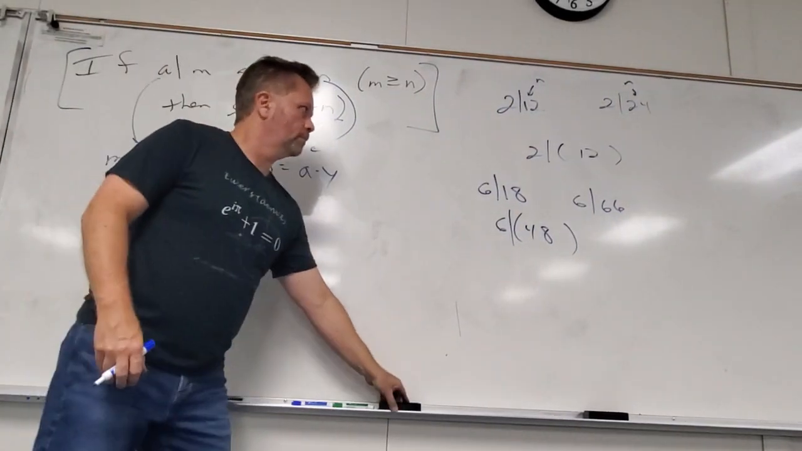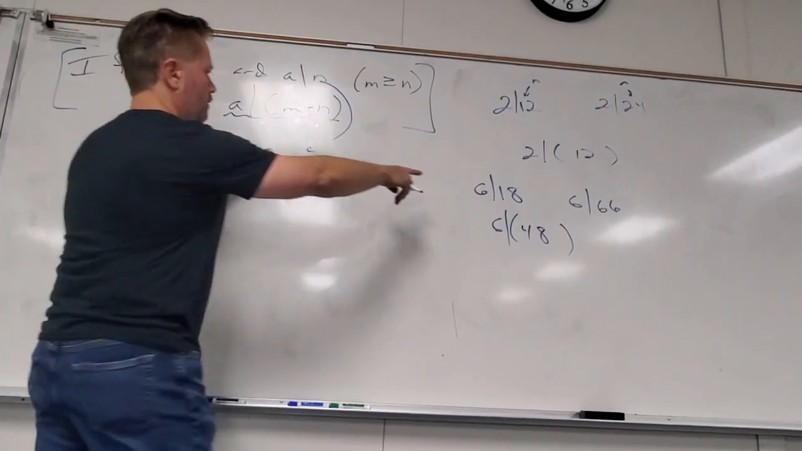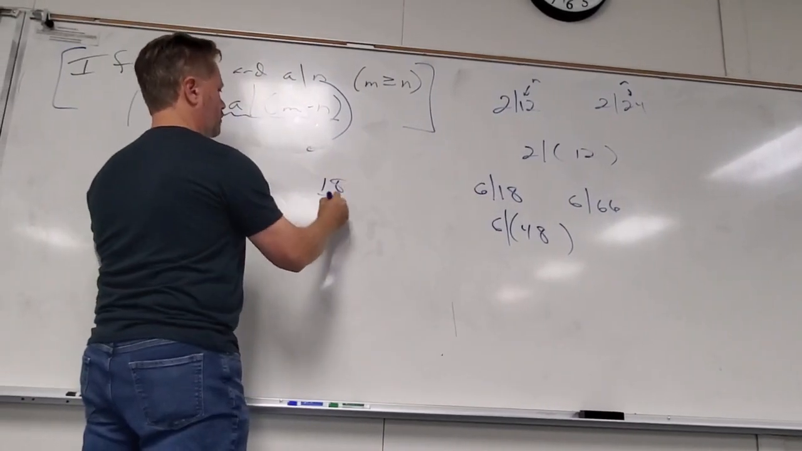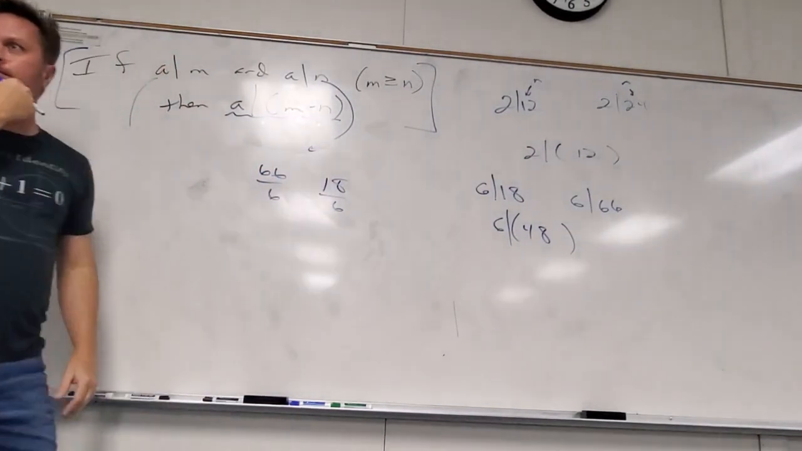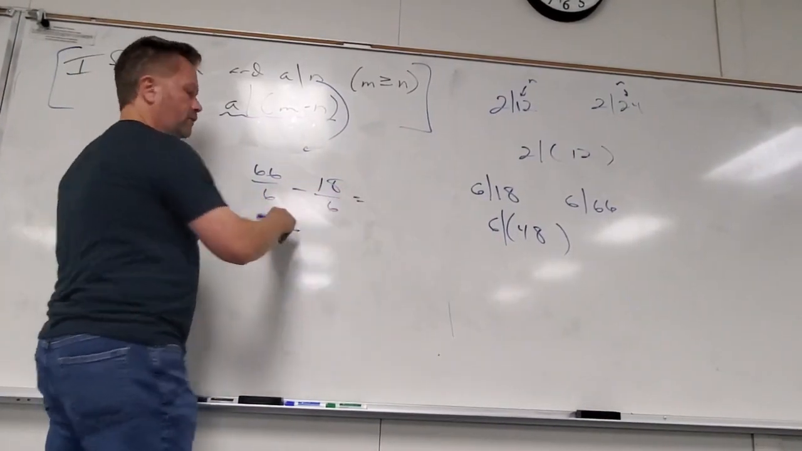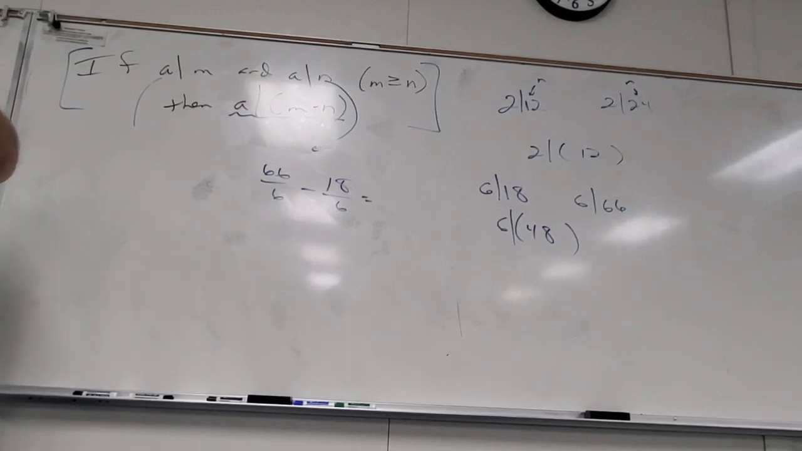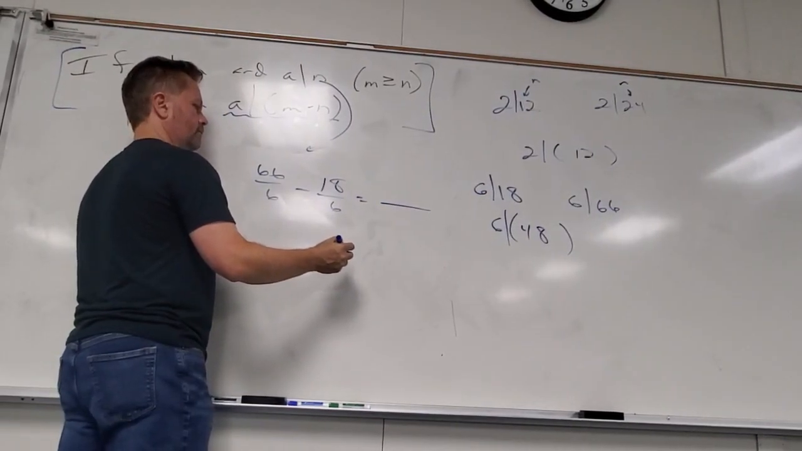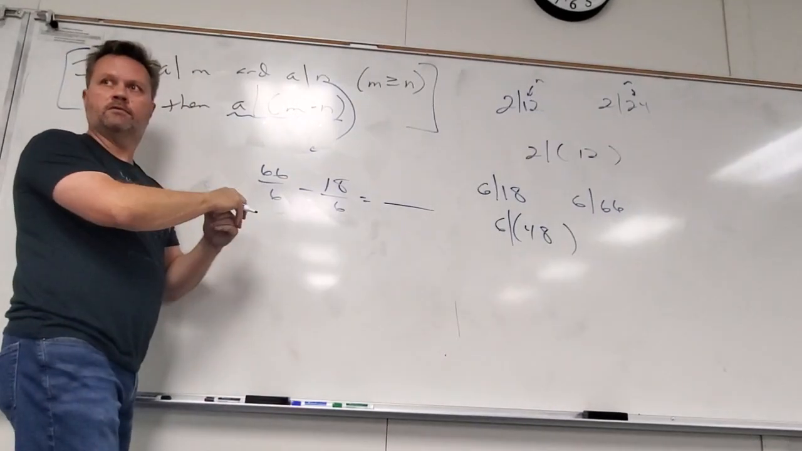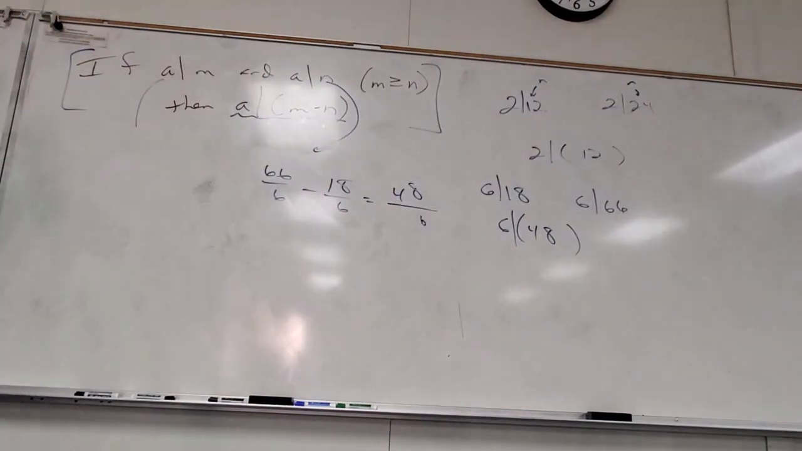By the way, another way to look at this: 6 divides 18, so isn't that like 18 over 6? 6 divides 66, so isn't that 66 over 6? If I subtract these, aren't they like denominators? So I feel okay with these fractions because they're like denominators. So what can I do? Yeah, just subtract.